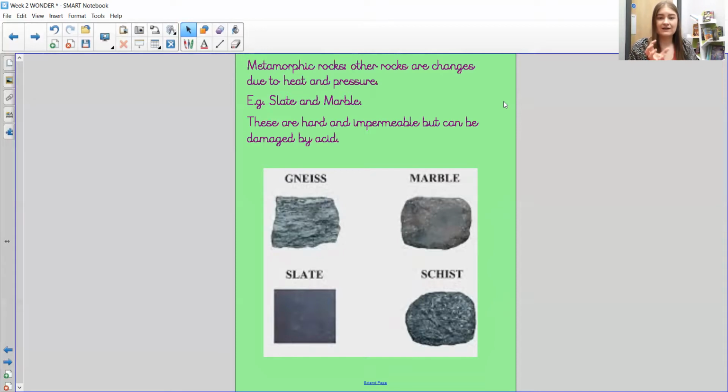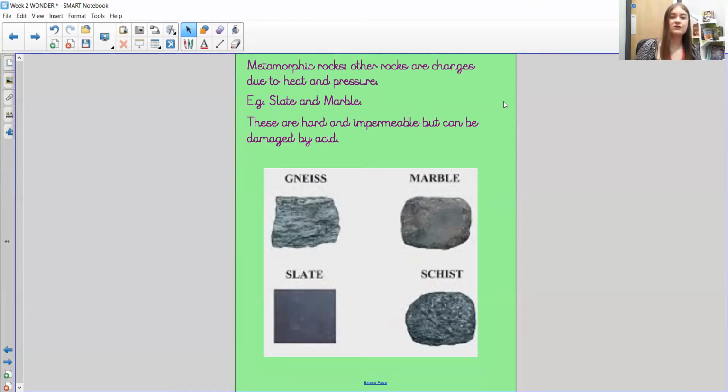And they are usually very, very hard and very impermeable because it was a rock and pressure and heat has made it into an even stronger rock. Okay, so they are very hard, very impermeable, so water can't go through them, but they can be damaged by acid. So if, for example, there was acid rain, or lemon or lime juice on a marble worktop, that could damage it slightly because lemon and lime seem to be quite acidic. Generally, they are very strong and water cannot go through these. So pause and make a note of information from there for me.